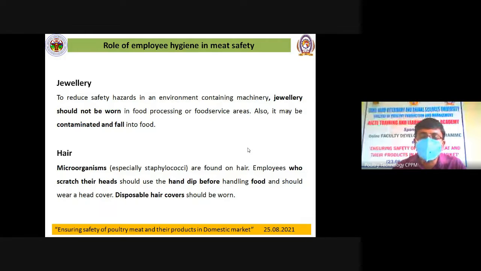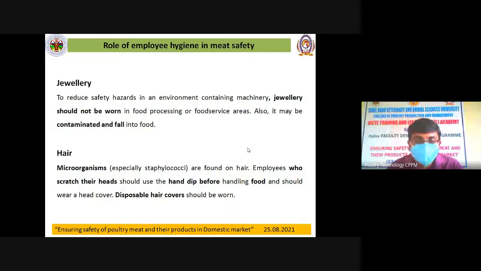Any sort of jewelry or any ornaments should not be worn in the processing area or food service area, as they may fall into the food and contaminate it.